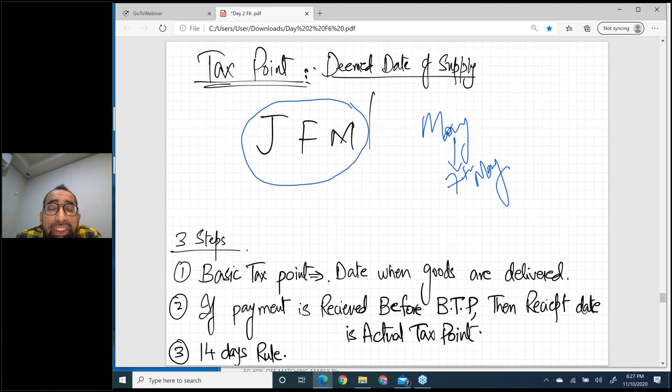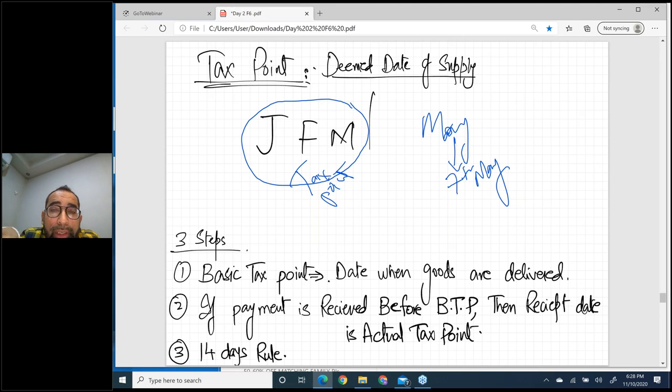But for which transactions? Cash sales, credit sales, what is the criteria? How will you recognize which transactions are to be included in which quarter for VAT purpose? For this, you have to calculate tax point for each and every transaction. If the tax point for any transaction lies in January, Feb, March, that means that transaction belongs to January, Feb, March, and for that transaction you have to pay VAT on 7th May. Got it?